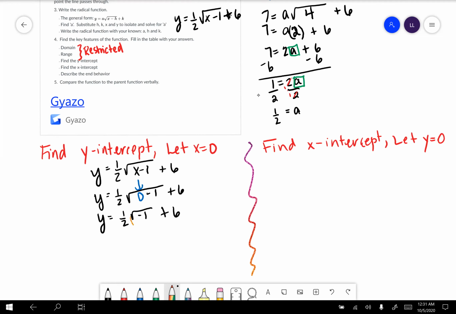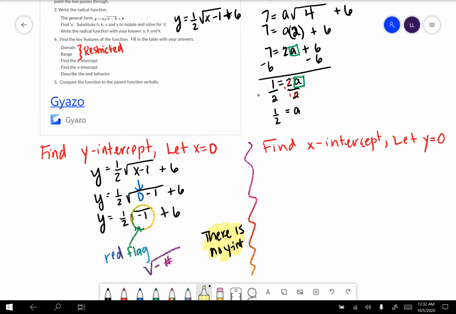This is a flag on the play right here. A red flag at that, because we're taking the square root of a negative number. That's the reason why. So we don't need to go any further. We already know there is no y-intercept. That's our conclusion. There is no y-intercept. Okay?